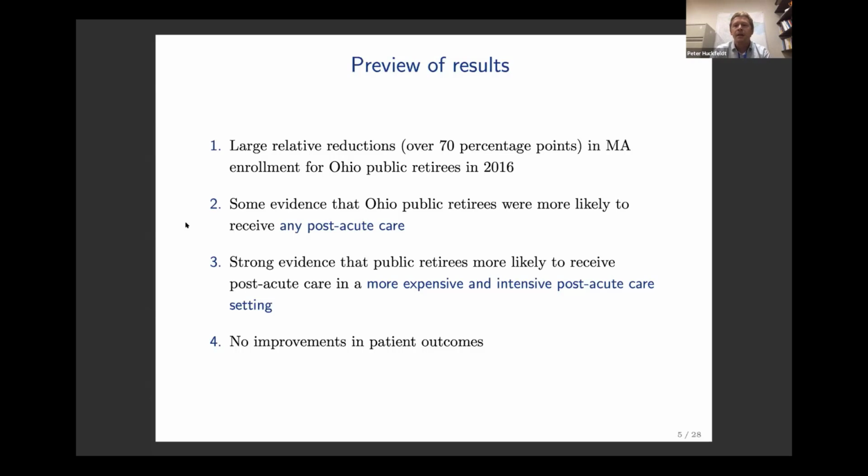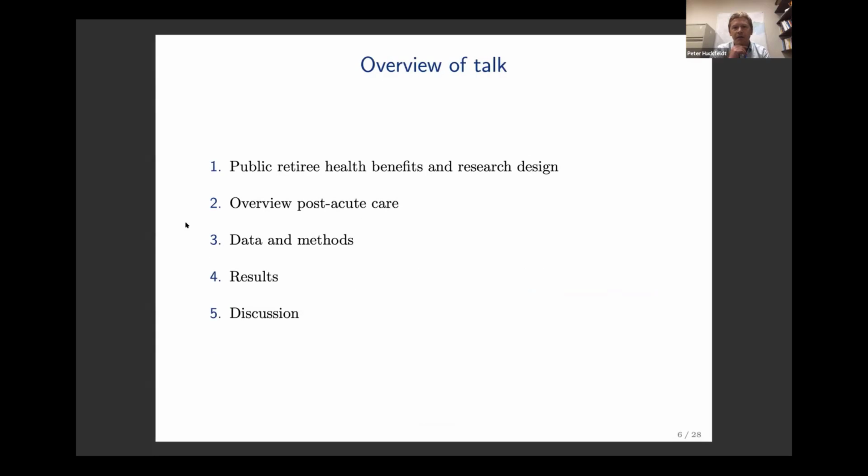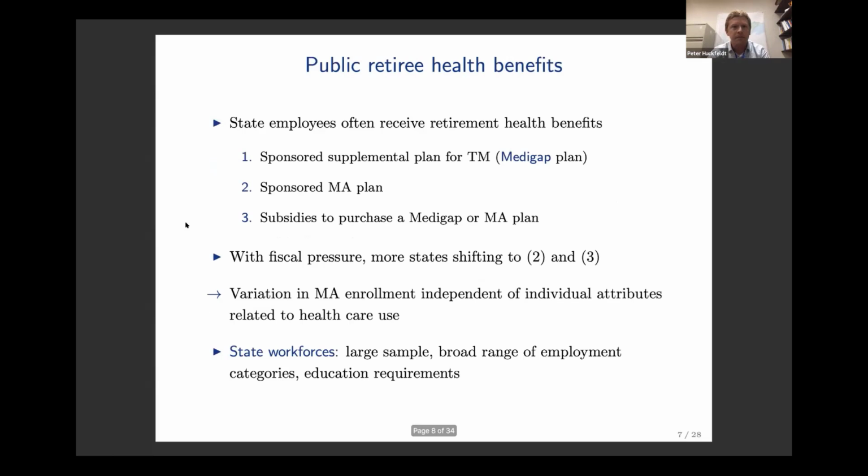Okay. So I'll just give a quick overview of the talk. I'm going to discuss public retiree health benefits and post-acute care. I'll go through data and methods and results, and I'll include a little discussion. Okay, so let's talk about public retiree health benefits.